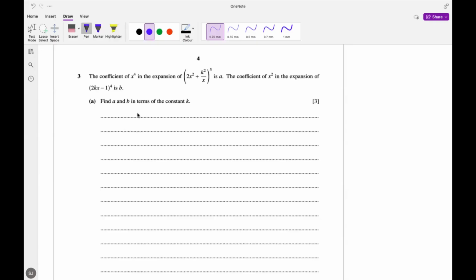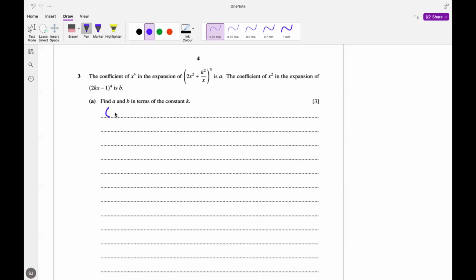In question 3, the coefficient of x to the power 4 in the expansion of (2x² + k²/x)^5 is a. The coefficient of x² in the expansion of (2kx − 1)^4 is b. We have to find a and b in terms of the constant k.